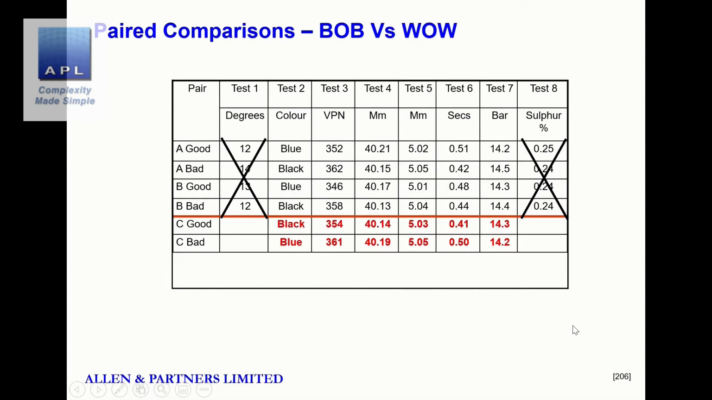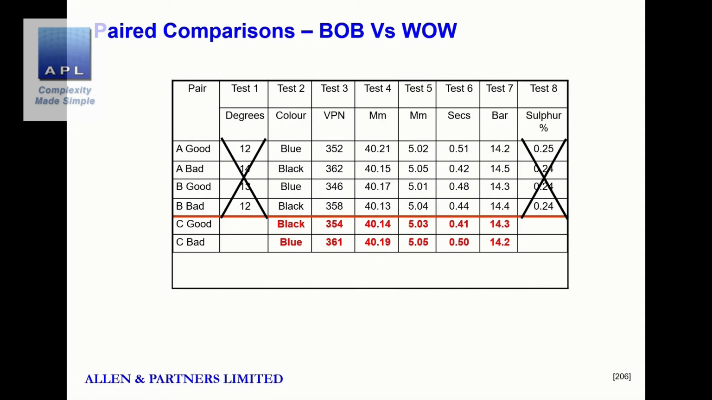Okay, so from that initial analysis, you should have found out that test 1 and test 8 failed the test. They didn't sort the bobs and the wows into groups, and therefore there are only now 6 parameters left that we are interested in measuring. What we're now going to do is go back to production, and we're going to collect 2 more, another bob and another wow, and we're just going to measure the 6 features. That's the data that's in the red there.